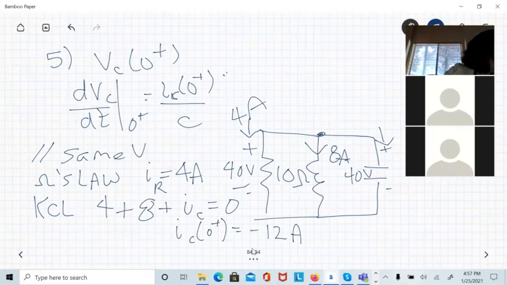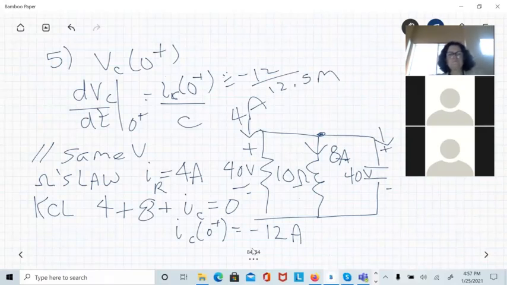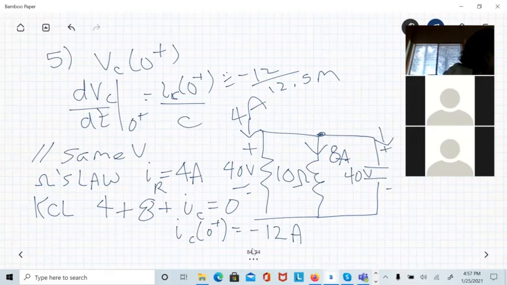And did I do that? No, I didn't. And C was 12.5 millifarads. So we've got the initial conditions that we needed. We were given VC of 0 plus, and that was 40 volts.